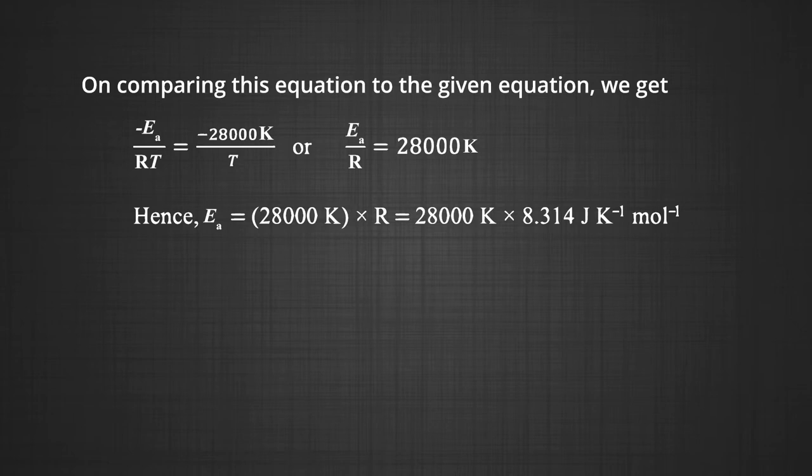28000 K into R. It is equal to 28000 K into 8.314 joules per Kelvin per mole. After calculating, the value is 232792 joules per mole. In kilojoules, the answer will be 232.79 kilojoules per mole.